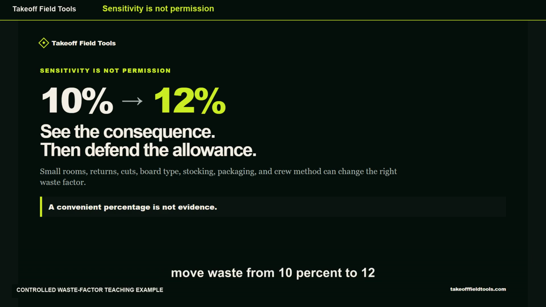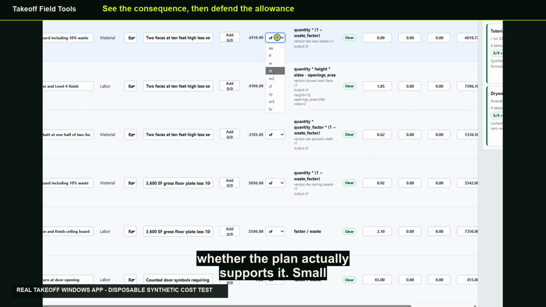If I move waste from 10% to 12%, the component quantity and cost change in front of me. That does not mean 12% is better. It means I can see the consequence and decide whether the plan actually supports it. Small rooms, short returns, diagonal cuts, specialty board, and awkward stocking can justify a different allowance. A blanket 10% is convenient.